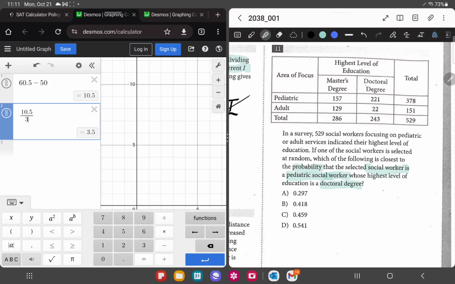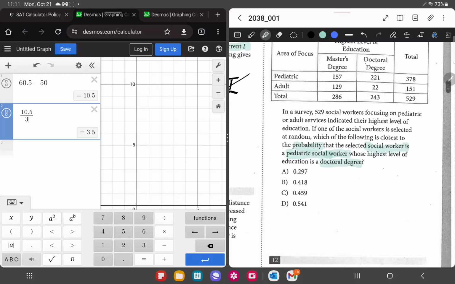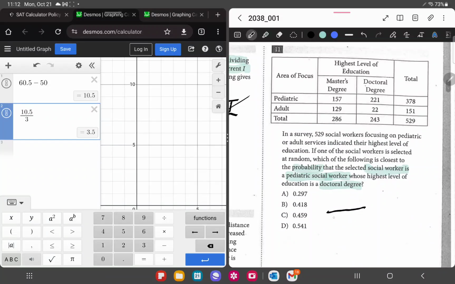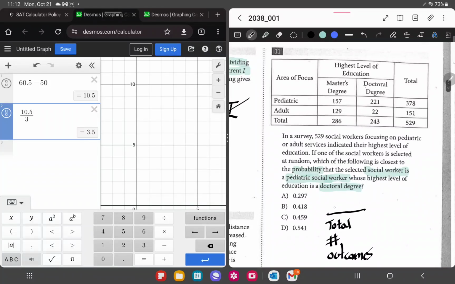So for the most part, with probability on the SAT, what I've noticed so far is that they're doing pretty basic probability. They're asking you for something and your total number of outcomes. This is how we're going to set up this problem. On the bottom is the total number of outcomes, meaning how many options you get to choose from. And then on the top is what we're looking for, the specific thing.